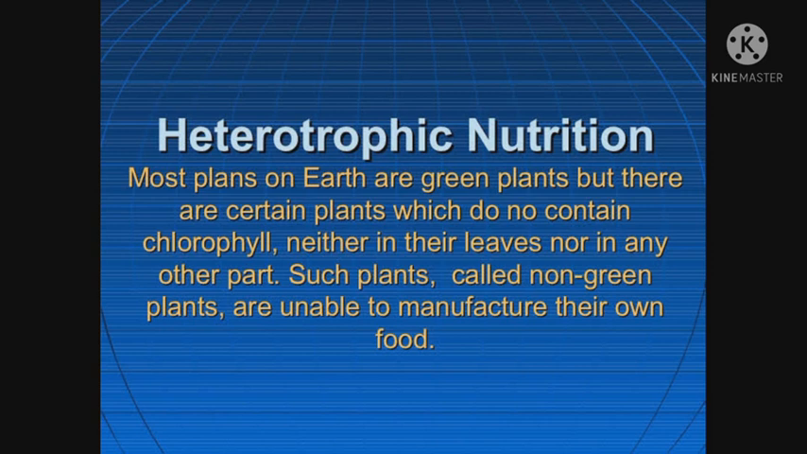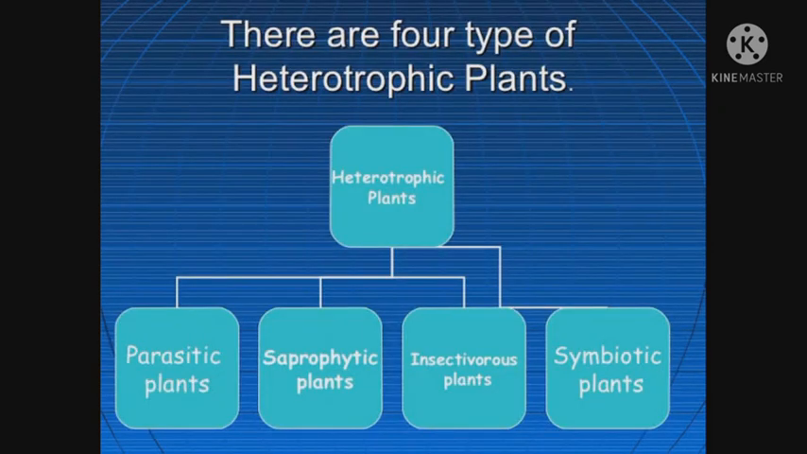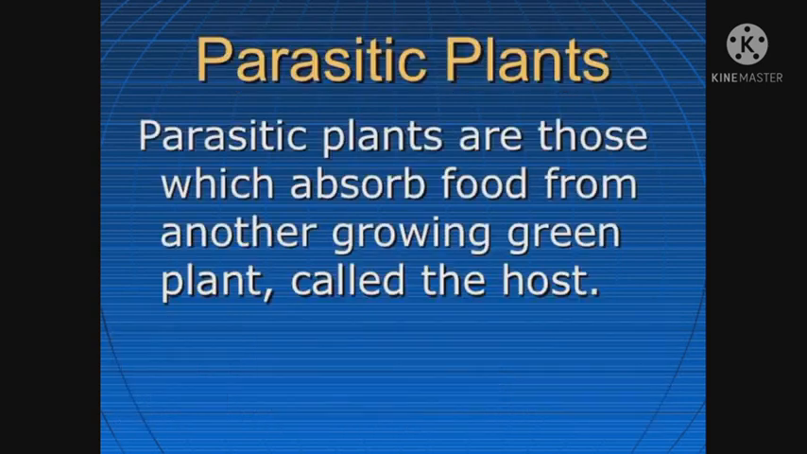Most plants on earth are green plants, but there are certain plants which do not contain chlorophyll, neither in their leaves nor in any other part. Such plants, called non-green plants, are unable to manufacture their own food. Today, we are going to discuss different kinds of heterotrophic plants. They are parasitic plants, saprophytic plants, insectivorous plants, and symbiotic plants.